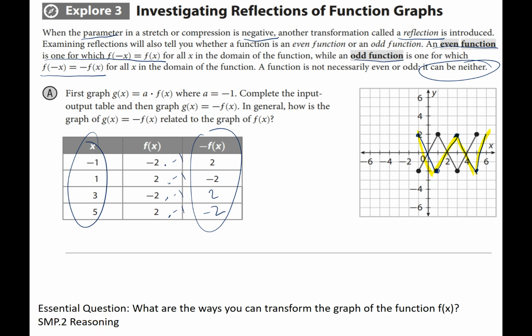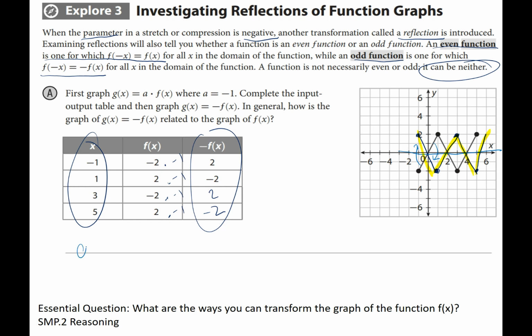Okay, you'll notice what happened was it looks like it kind of folded on this line. So what was down here ended up going up, and what was up here ended up coming down. So that's a reflection, as if you're looking in the mirror and you see your reflection. It was mirrored across that line, the x-axis. Okay. So in general, how is the graph of g of x related to the graph of f of x? It's a reflection of it.